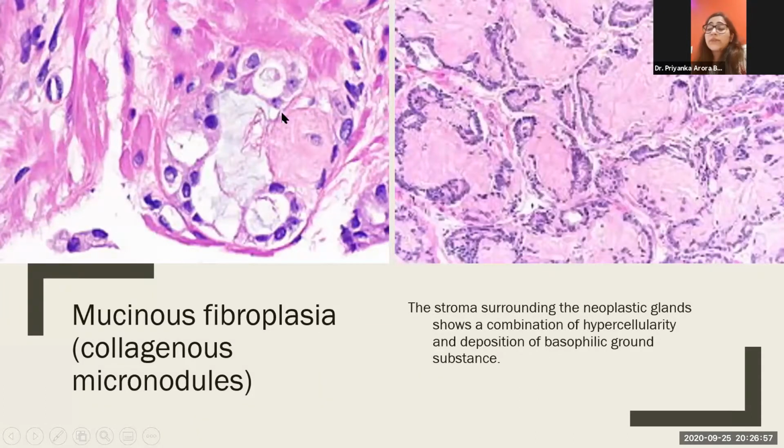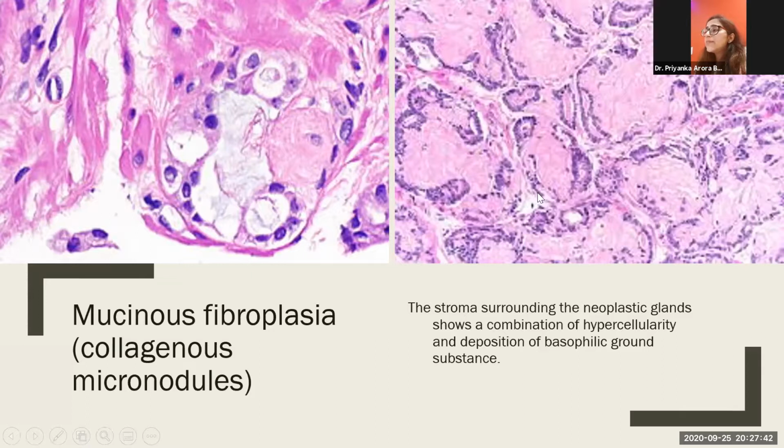Then there are other characteristic findings, pathognomonic of malignancy. Perineural invasion is pathognomonic of malignancy. Mucinous fibroplasia or collagenous spherulosis is again pathognomonic of malignancy. The stroma surrounding the neoplastic gland shows a combination of hypercellularity and deposition of basophilic ground substance. Just look at this here: these are the neoplastic glands, and they are surrounded by this basophilic, basement membrane-like ground substance.